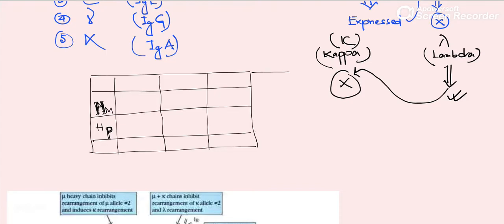Here there should be four types of kappa, lambda, kappa, lambda and kappa. Suppose this is paternal kappa, this is maternal kappa. Suppose this is maternal gamma and this is maternal gamma.